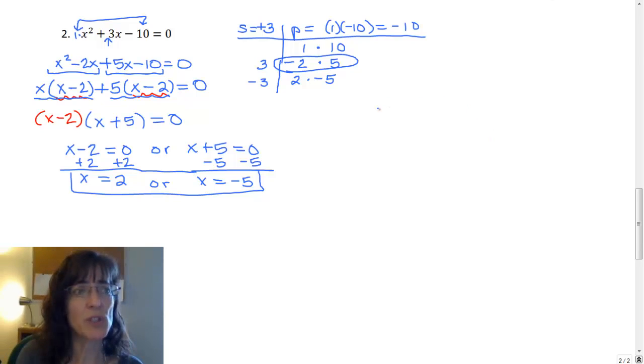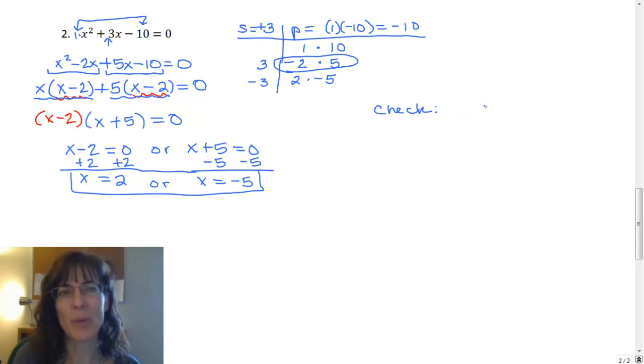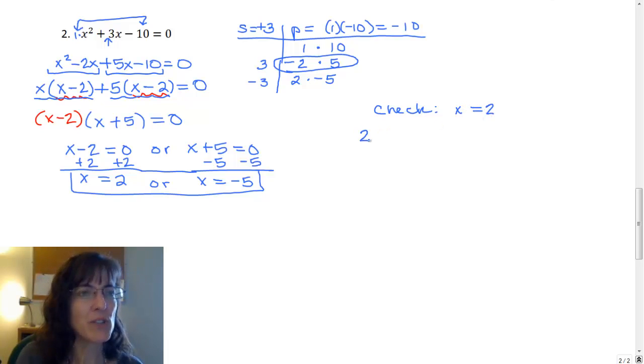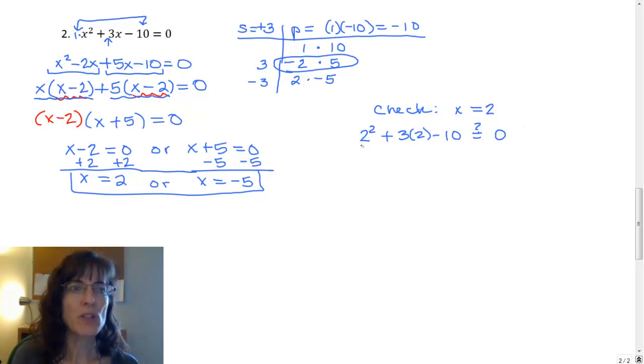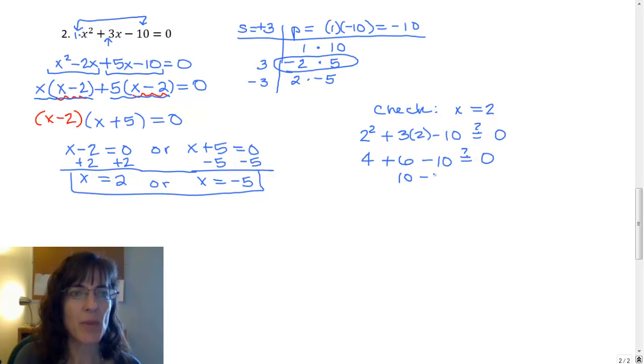Now I do want to check those just to be sure, because when I check, I start to understand more about the problem. So let's try it out. So x equals 2. So I plug into where I see the x, 2 squared, plus 3 times 2, that's where the x was, minus 10, and it should come out to 0. So 2 squared means 2 times 2, so that's a 4. And then 3 times 2 is a 6, and then minus 10 equals 0. 4 plus 6 is 10, minus 10, that will definitely give me 0.